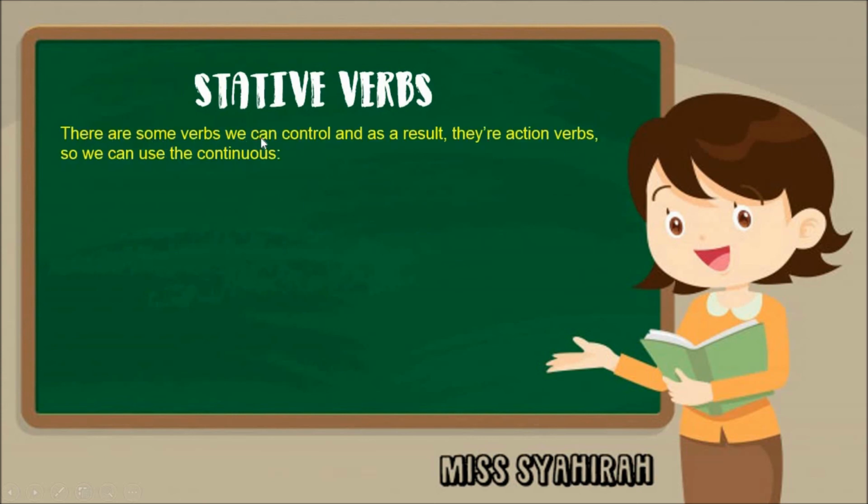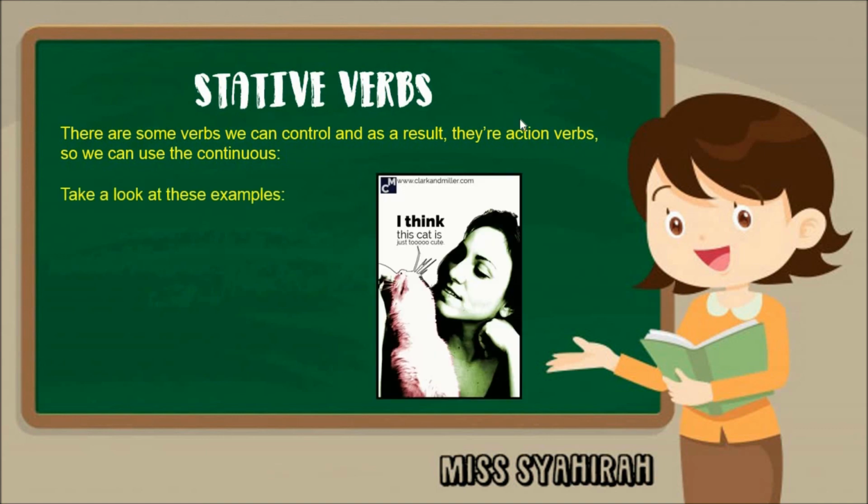However, there are some verbs we can control and as a result, they are action verbs. Tapi ada jugalah yang kamu boleh control. So, we can use the continuous. Ada juga yang boleh jadi stative boleh, action pun boleh. For example, this one, I think. Okay, kalau think supposedly stative verbs. I think this cat is just too cute. Kamu tak boleh control. You think it is cute. So, use present simple. I think.